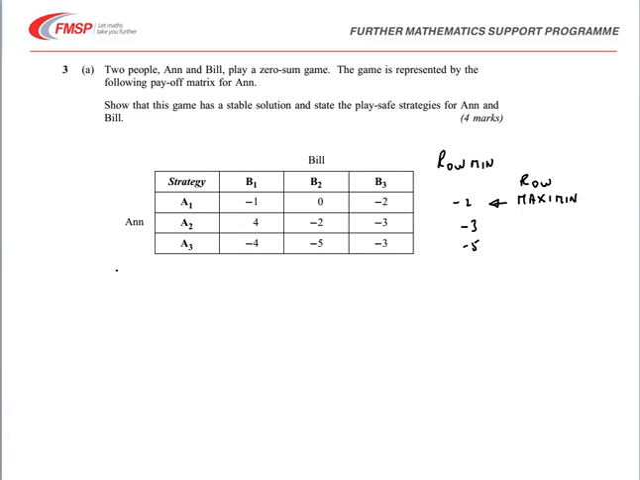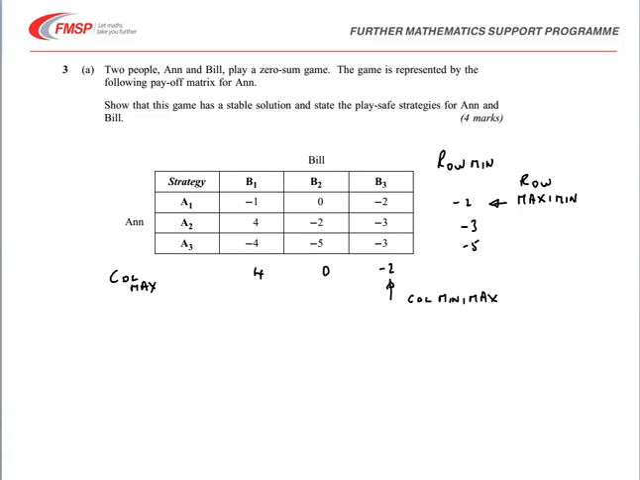If we then do a similar thing looking at the columns, the column maxima, these are the largest values in the columns. They are 4, 0 and -2. This time we want the minimax, so this is the column minimax value, or the smallest of those, and that's also equal to -2.